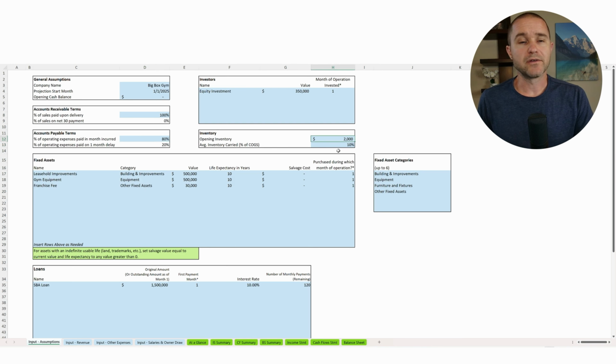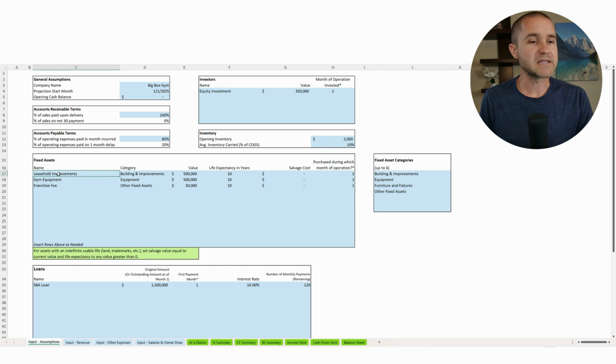Now you might have a little bit of inventory if you sell protein powders or merchandise or drinks, snacks at the gym. You can include some opening inventory there. And then we usually just keep like 10% average inventory carried on the balance sheet. So what that's going to do is just replenish your inventory balance automatically on the balance sheet. So I think, again, you could probably just leave that at a small percentage there.